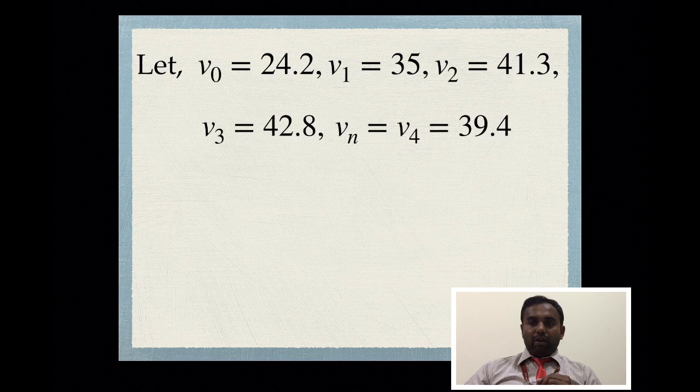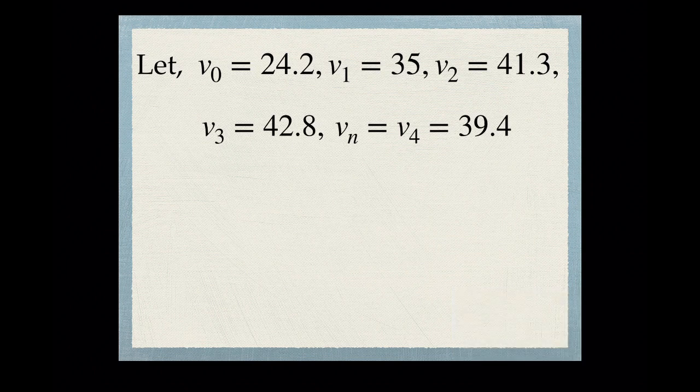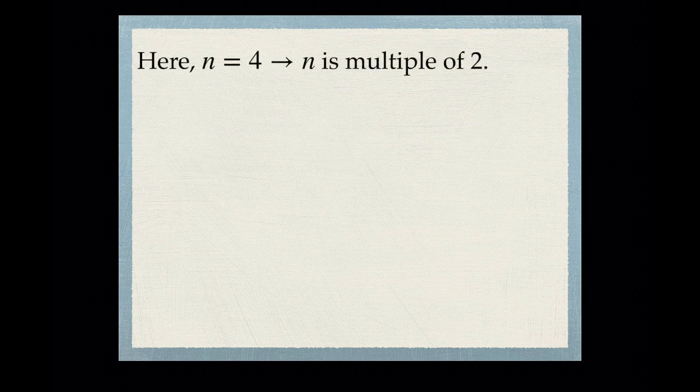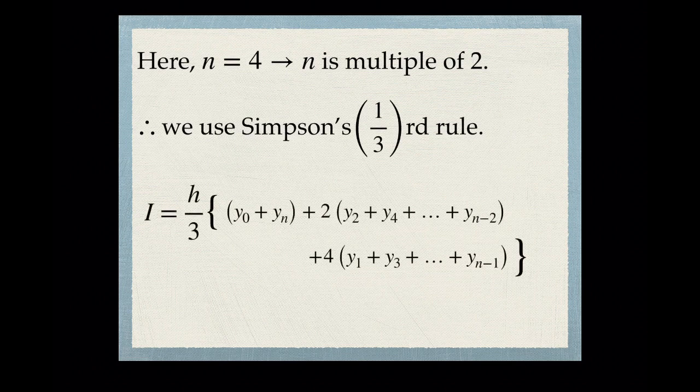So of course all the speed data given to us in the table, we will represent as v0, v1, v2, v3, v4, which is of course vn. We already know all of them are in miles per hour. So yes, this is quite obvious. Here n is a multiple of 2, of course n is equal to 4 and 4 is a multiple of 2. So we are bound to use Simpson's 1/3 rule.